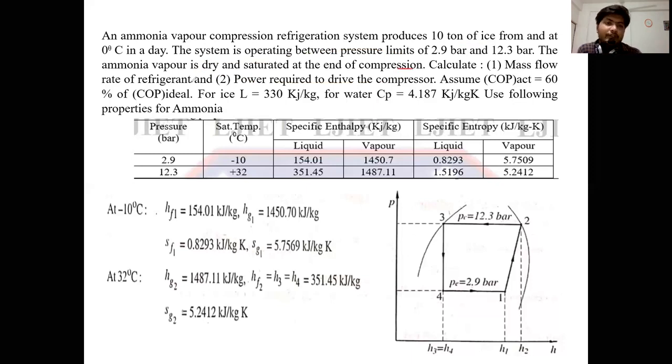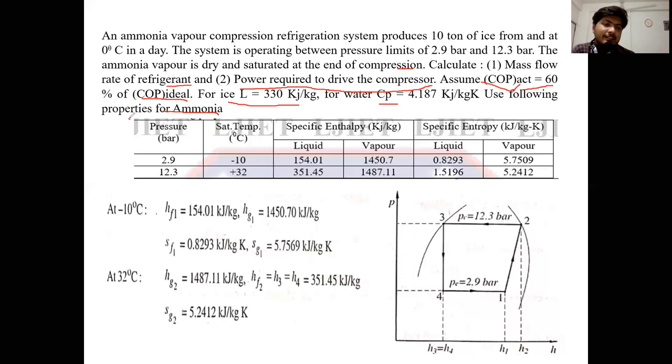Calculate the mass flow rate of refrigerant in the cycle. Next, the power required to drive the compressor, that means power of compressor or work of compressor. And assume the actual COP of the system is 60% of ideal. So first of all, we calculate the ideal COP and then multiply with 0.6. Then we get the actual COP. Some data is given: for ice, latent heat 330. For water, Cp is 4.187 kilojoule per kg Kelvin. Use the following properties of ammonia.